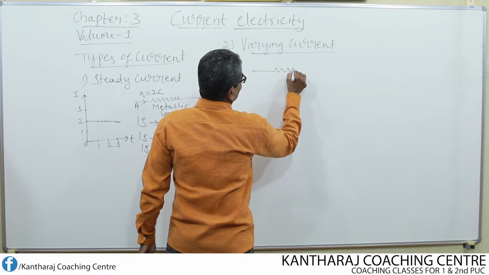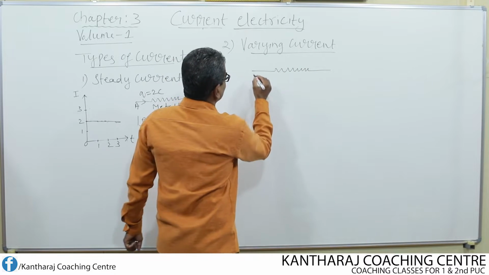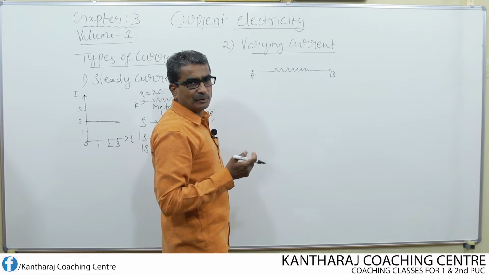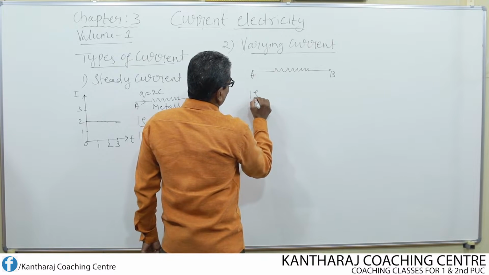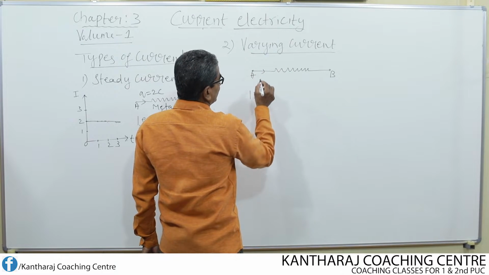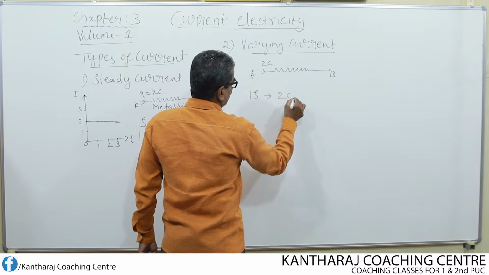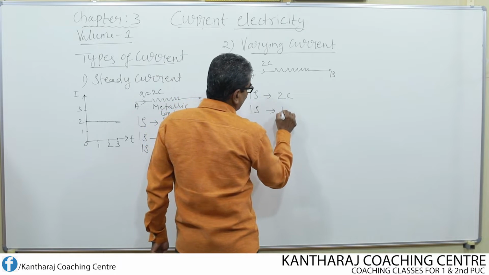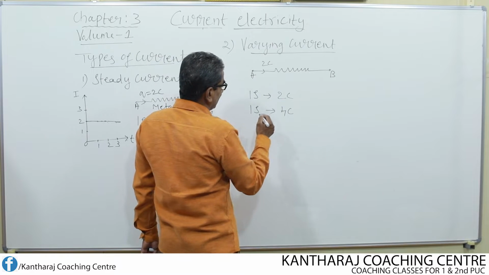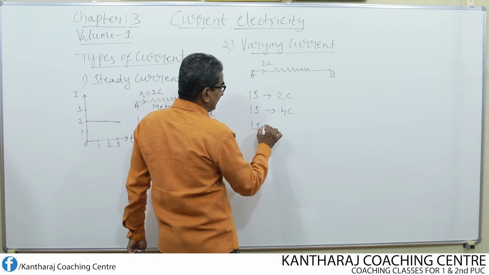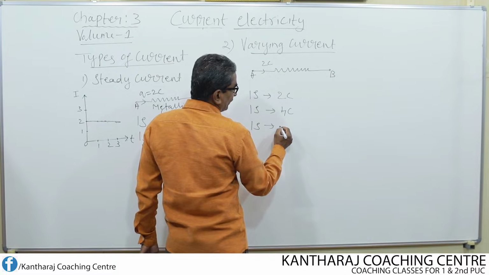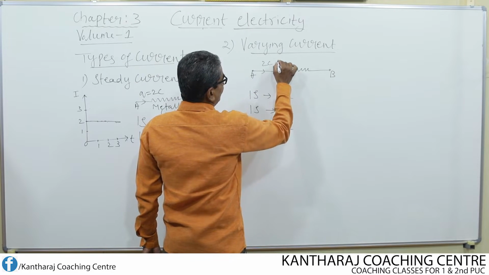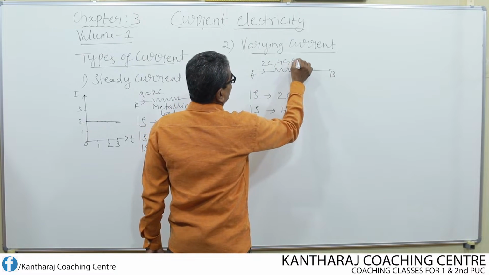Suppose, once again I consider the same metallic conductor or wire. Two ends of the wire are A and B. Suppose in first second, the amount of charge that flows is 2 coulomb. In the next 1 second, the amount of charge that flows is, say for example, 4 coulomb. In the third second, the amount of charge that flows through the conductor is, say for example, 6 coulomb. 2 coulomb first second, 4 coulomb second second, and 6 coulomb third second.